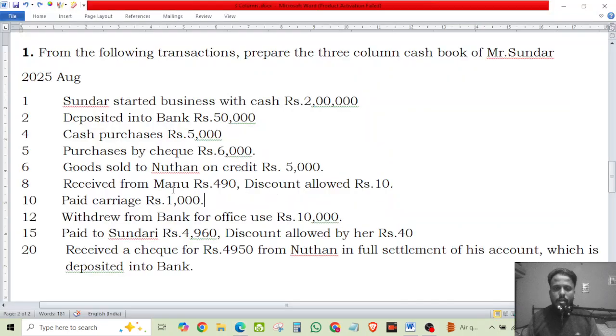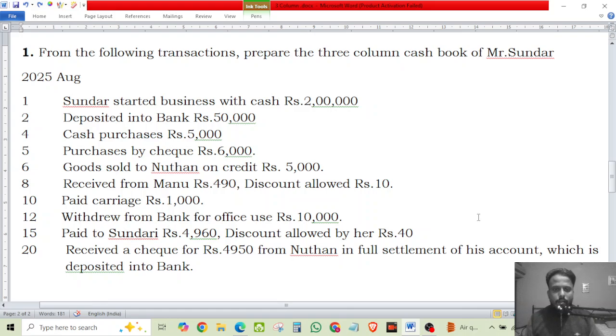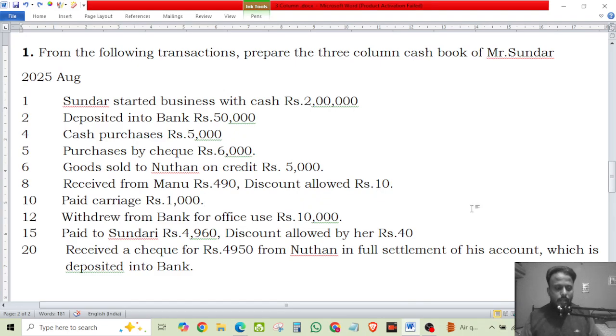Don't forget to write "account" everywhere. You need to write account. So Sundari, you are paying 4,960 in cash. If it is paid through check, you need to write it in the bank column, but here they have used cash to pay, and discount is 40.